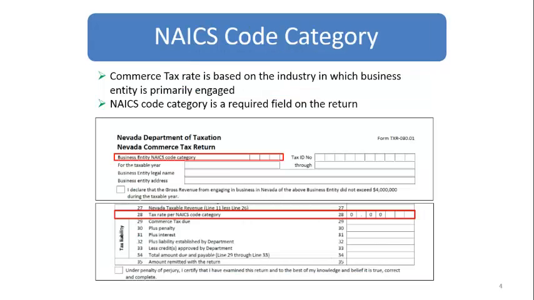A business will select its NAICS code category based on the industry in which the business is primarily engaged. It is a required field on the commerce tax return and determines the tax rate. Looking at the tax return, the line items for NAICS code and tax rate are highlighted.